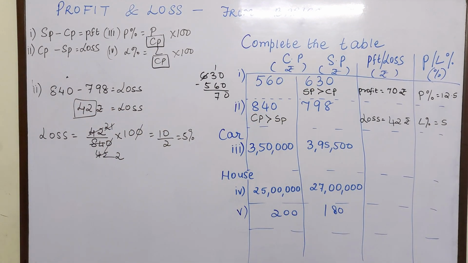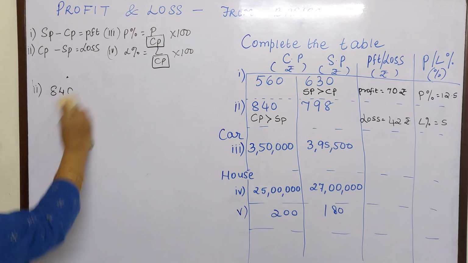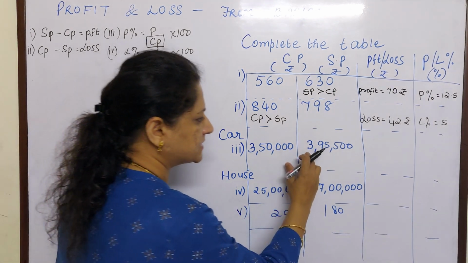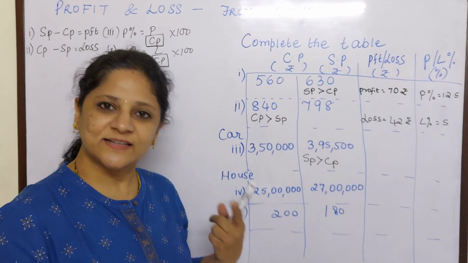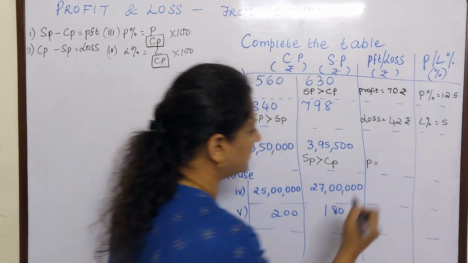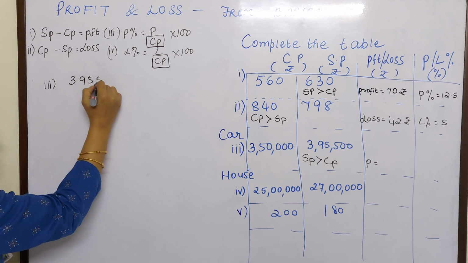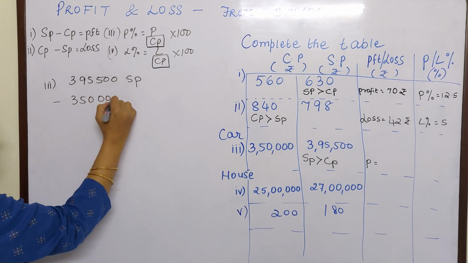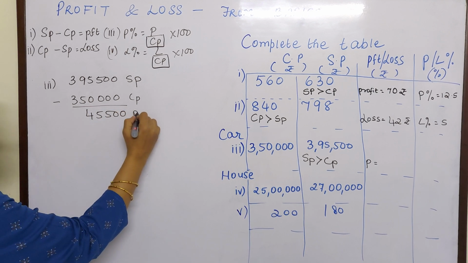Okay, let us go to the next sum. Here they have told that a person is buying a car for 3,50,000 and selling it for 3,95,500. So here you can see that selling price is greater, children. If selling price is greater than cost price, then it is profit. And what is profit? Selling price minus cost price. You can write like this also. Selling price minus cost price. So your answer is 45,500 and it is a profit.